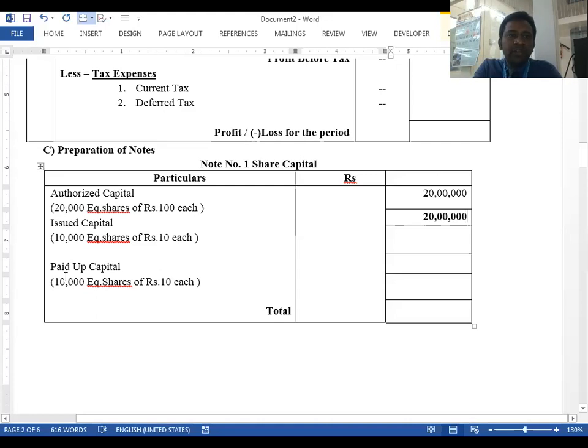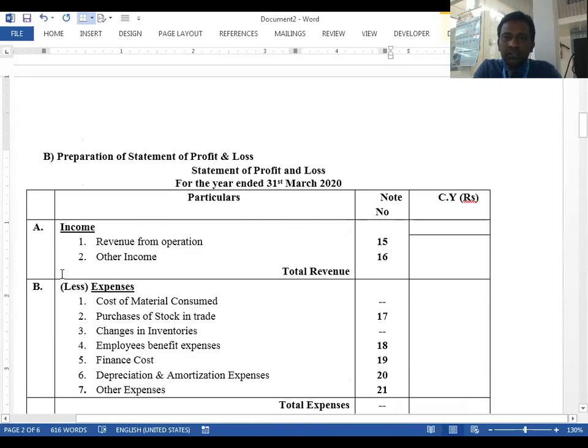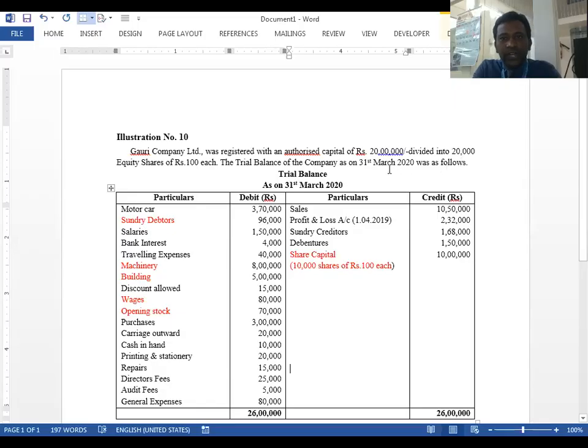Then issued and paid up capital, which is given in the trial balance on the credit side. The next item is... okay, we write the authorized capital.